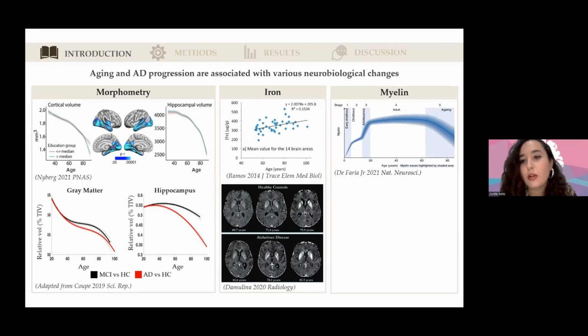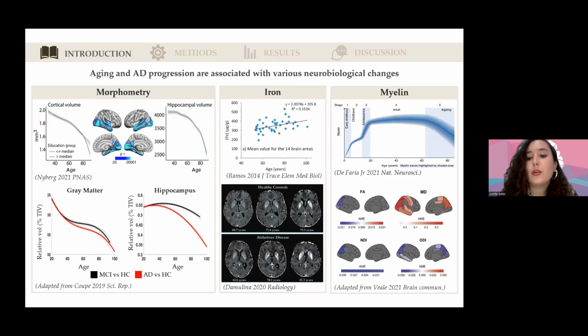The last thing that I'm interested in, in the brain, is the myelin, and we can see that throughout adulthood, it's pretty stable between 20 and 60 years old. And then we can see that there is a drastic decrease of myelin in older age. And also, there are studies which have demonstrated that there is a specific impact of myelin in Alzheimer's disease.